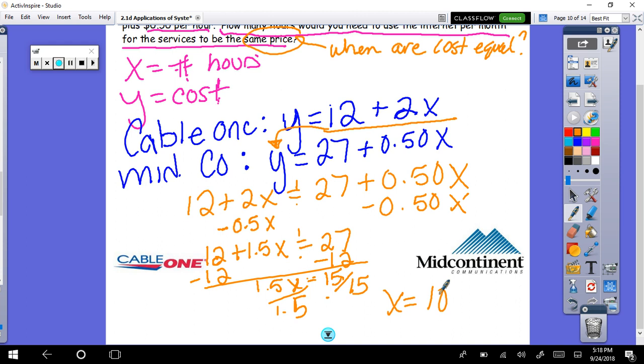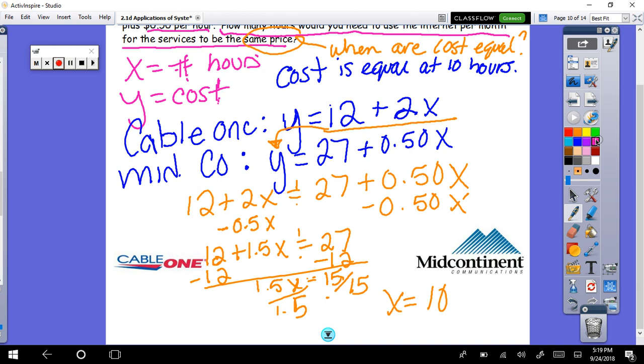So when are they equal? Well, when x equals 10. What does that mean? After 10 hours. So the cost is equal at 10 hours.